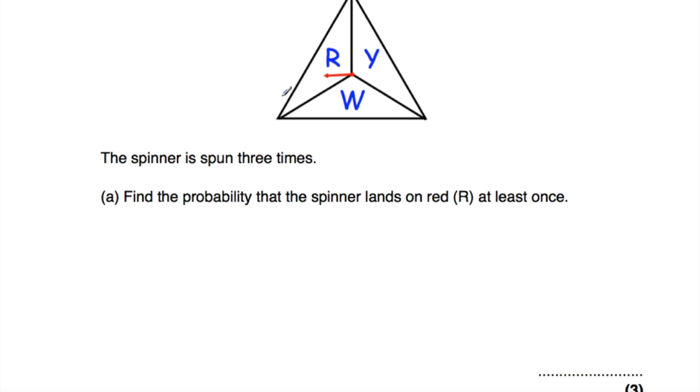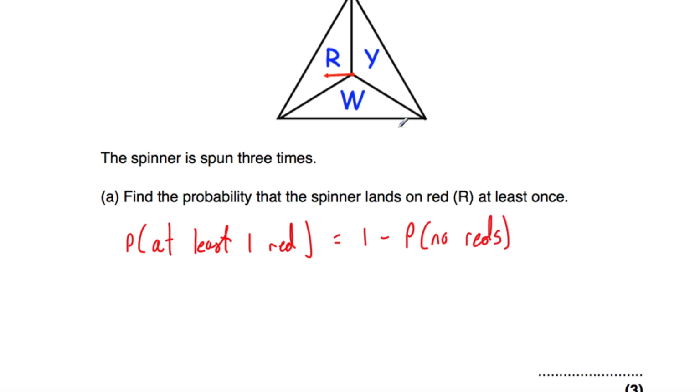So the easiest way to find the probability that it lands on red at least once, so at least 1 red, would be to actually do 1 subtract the probability of no reds. Because if we can find the probability of there being no reds, the spinner not landing on red at all, then all the other outcomes will have at least 1 red. And then that would be the probability of at least 1 red. So we need to do 1 subtract the probability of no reds. And that's a much easier way of doing it rather than doing red, white, red, red, white, white, red, yellow, red, and so on. There'll be lots of different outcomes there.